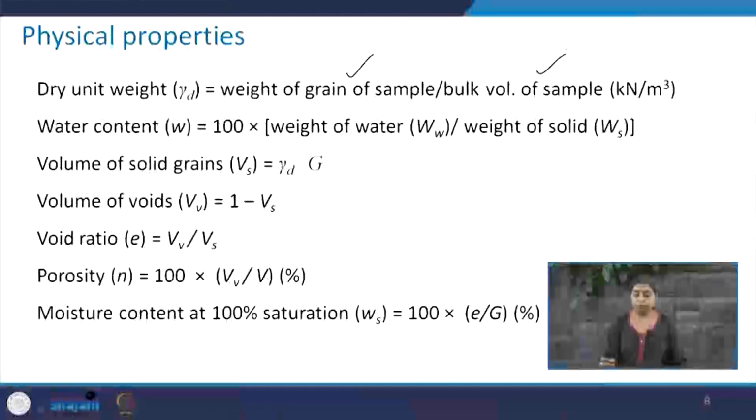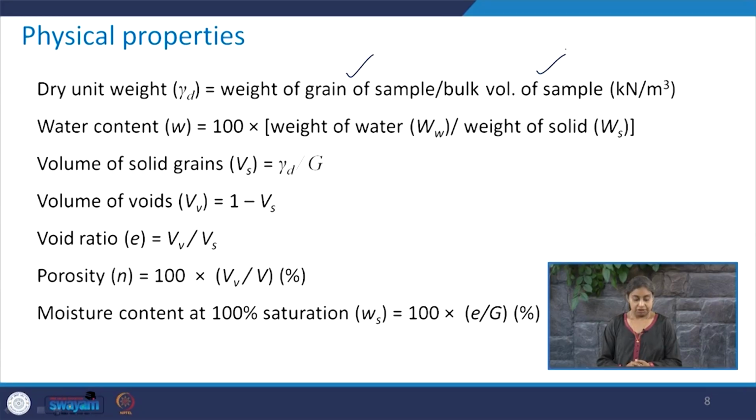So, as the name suggests, and you all know with reference to soil mechanics, the same definition is applicable here. Weight of the grain of the sample divided by the bulk volume of the sample. So, we need the dry weight and simply divide it by the bulk volume of the sample. How to determine this volume, etc., you will automatically get to know when we learn about sample preparation. Then water content is the usual definition, weight of water divided by weight of solid and multiplied by 100. It is always represented in percentage.